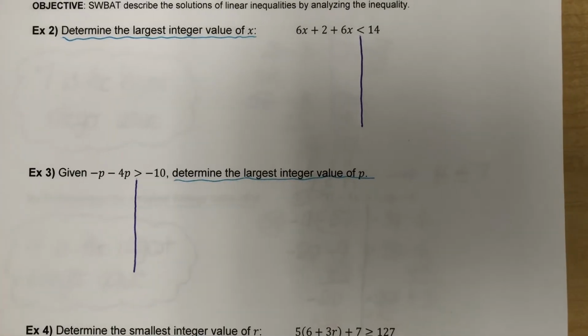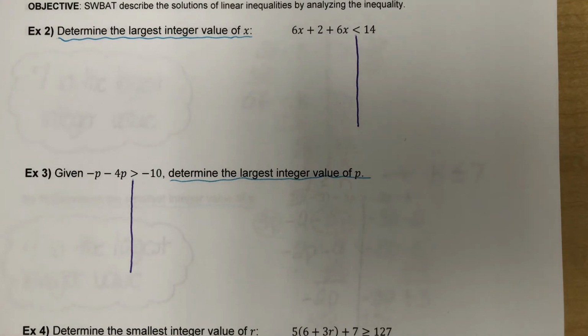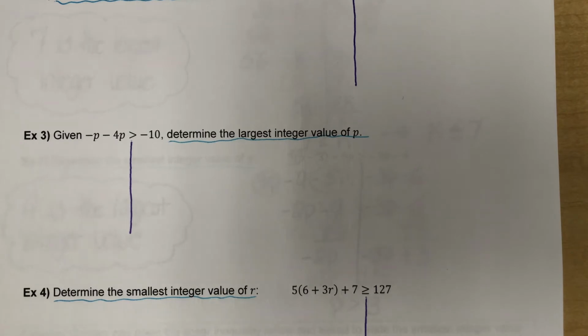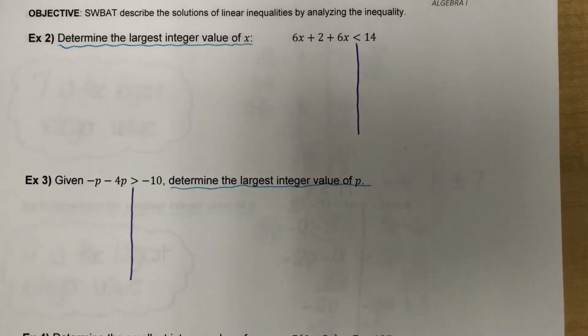All right, so as we look at number 2, that's really all we're practicing today: that extra step at the end. We're not just solving inequalities, we then have to determine what the largest or what the smallest integer value could be. It depends on the question. All right, so I already got a head start here by drawing my train tracks and underlining the question to begin. Now I'm going to start solving.